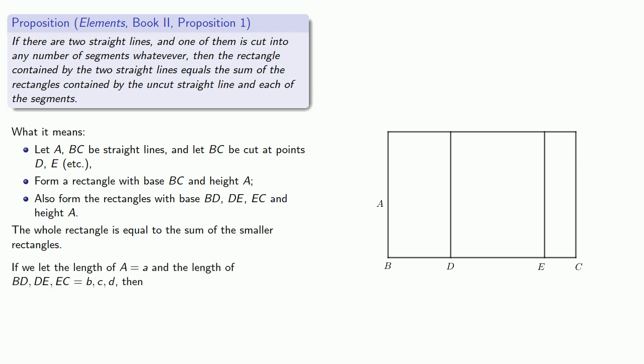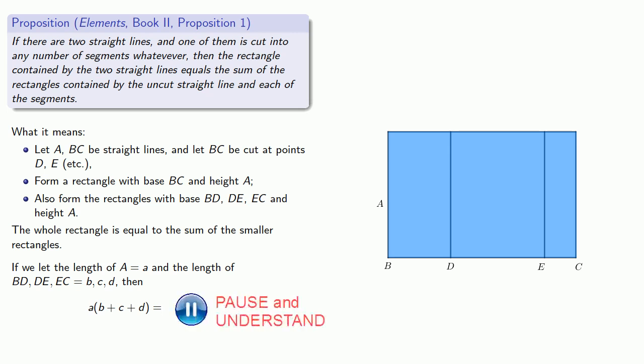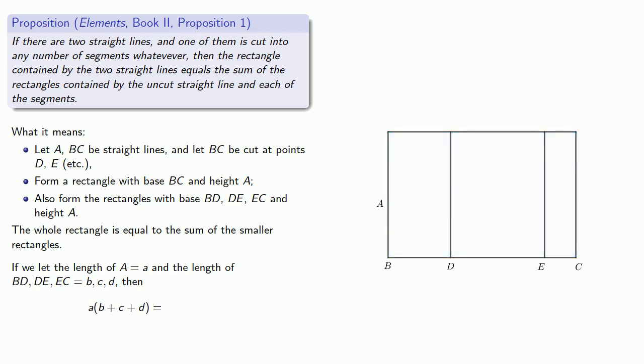So if we let the length of A be A, and the lengths of BD, DE, EC be equal to B, C, and D, then what this proposition is claiming is that the area of the whole rectangle, that's A times the length B plus C plus D, is equal to the areas of all these other rectangles put together, AB, AC, and AD. This is the distributive property in algebra, but phrased using geometric language.